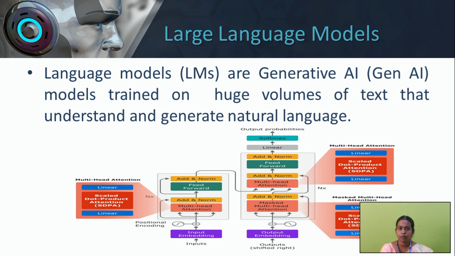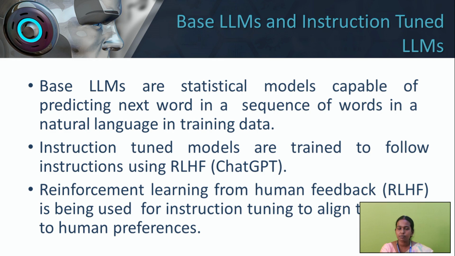So it is previously trained, and with the help of that large language models only we are getting the answer. So base LLMs are nothing but the basic large language models that are available. They are statistical models which are capable of predicting the next word in a sequence. For example, what are the 7 wonders in the world?